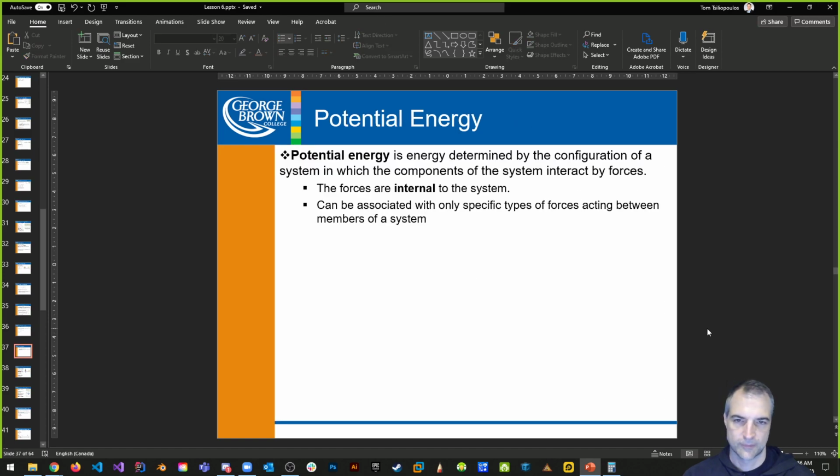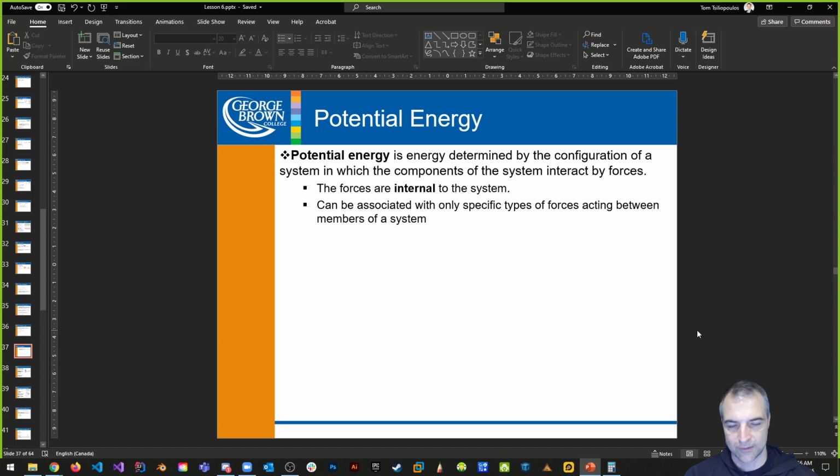Potential energy. Okay, again, I've mentioned this a bunch of times now. Potential energy is energy determined by the configuration of a system in which the components of a system interact by forces. The forces are internal to the system as opposed to external, and can be associated with only specific types of forces acting between members of a system. Wow, it's a lot of words to say.